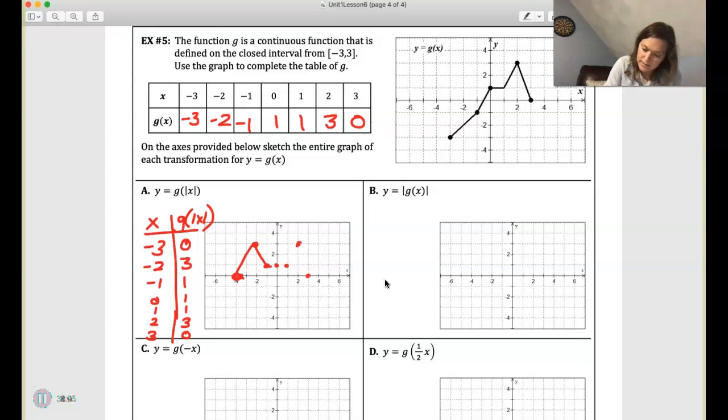Connect, connect, connect. It looks kind of like Batman ears, huh? Anybody dressing up as Batman for Halloween? Probably not.